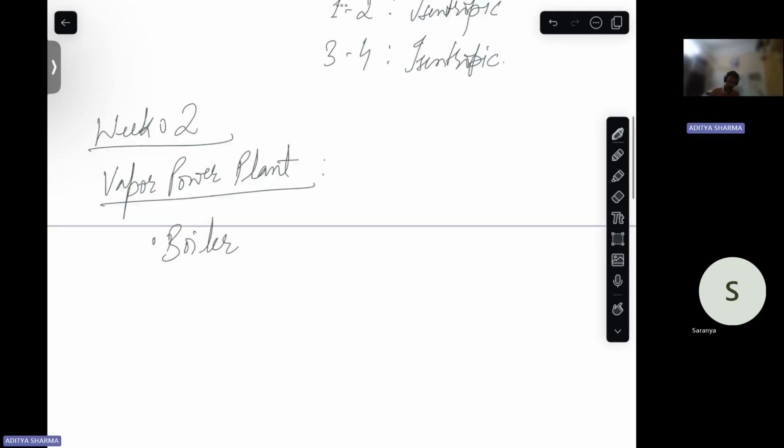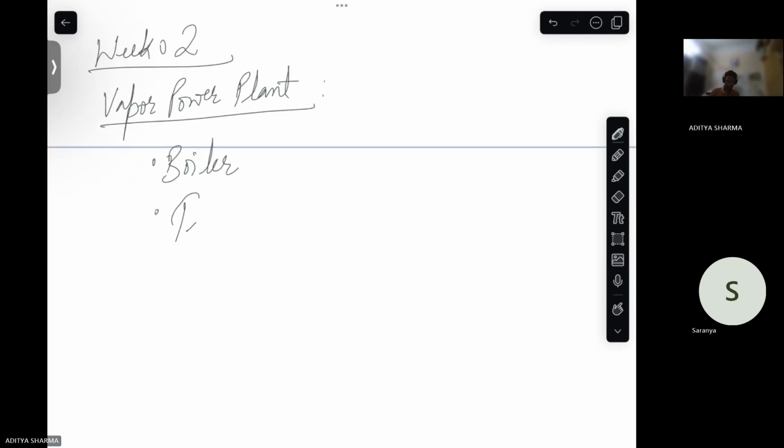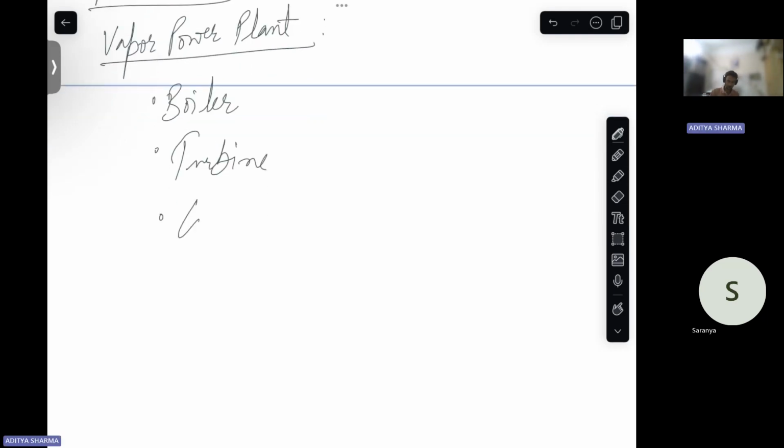You have your boiler, you have your turbine, you have your condenser, and then you have your pump. These are the basic four parts of a vapor power system or vapor power plant.